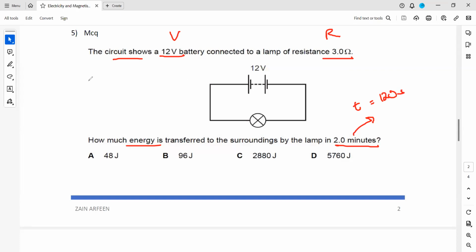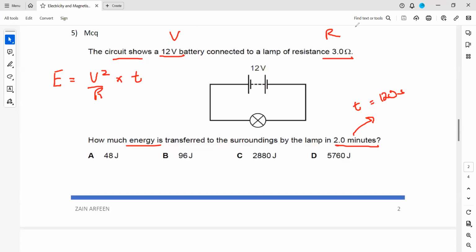So if we have the voltage, resistance, and time, what formula do we use to get the energy? In that case, energy is equal to V square over R multiplied by T. If it was voltage, current, and time, then it will be VIT.